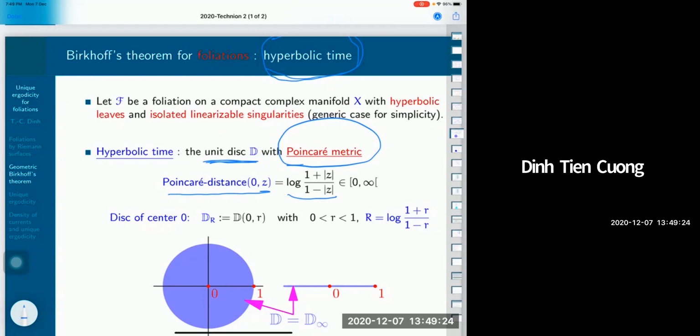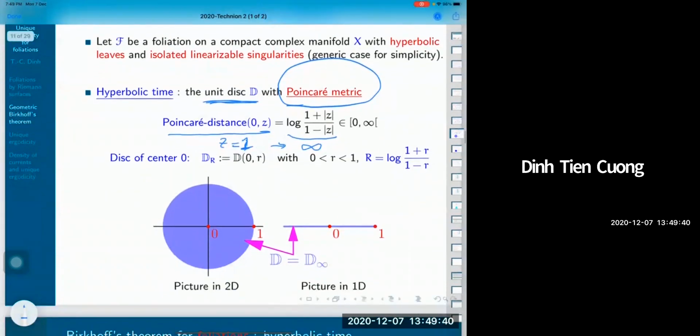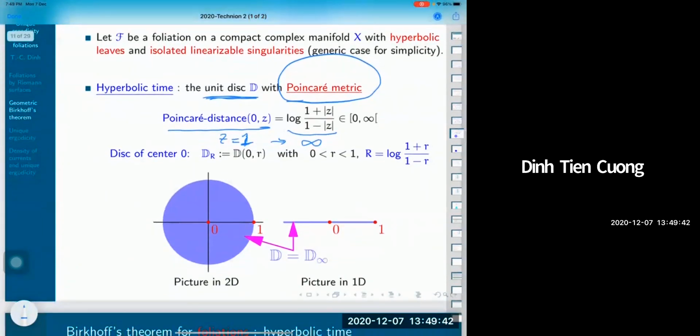So for example, if you take z equal to 1, then here you have infinity. So the diameter of this space is infinity. This is the reason that I use this notation: D infinity is for the Poincaré metric. I use D infinity for the unit disk.